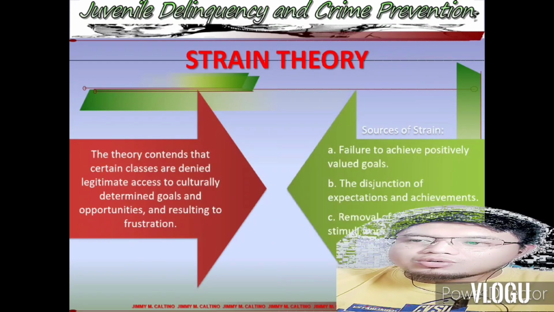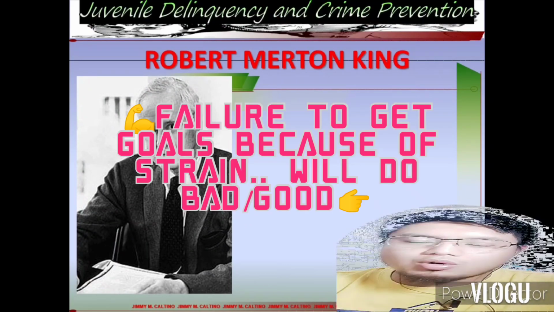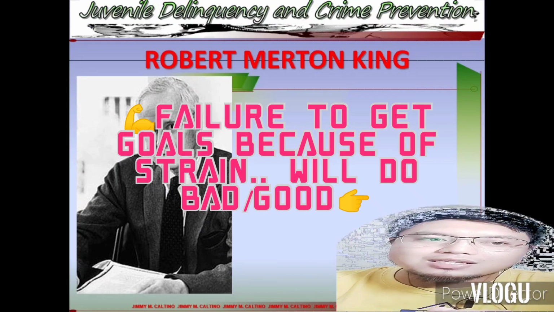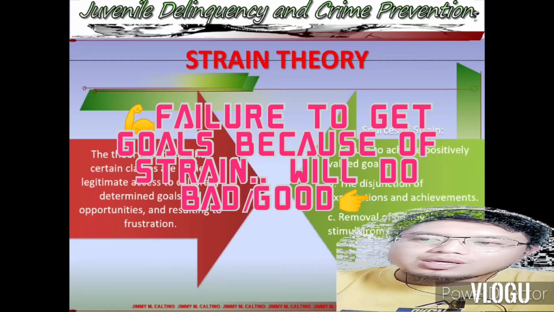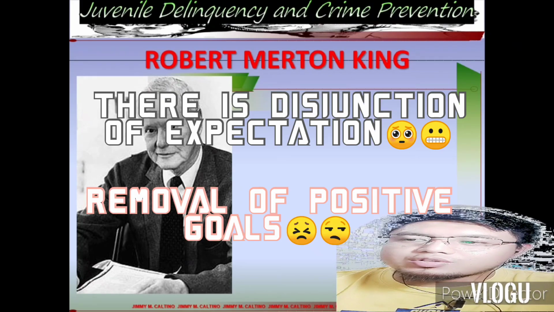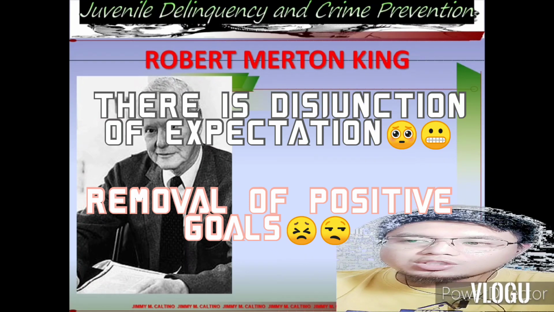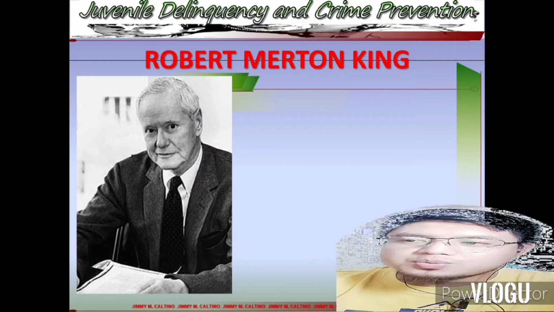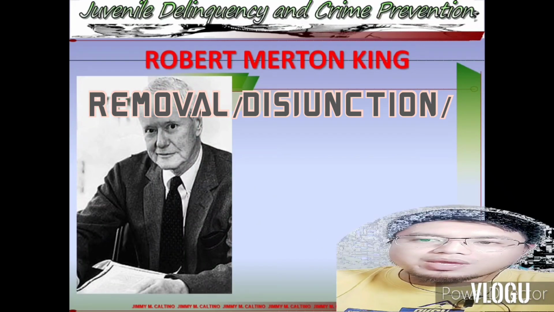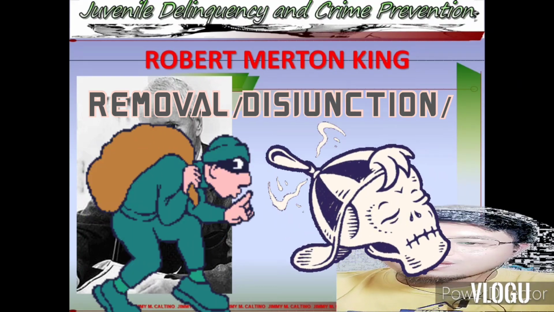Okay? So, it says here that strain is the failure to adhere positively to valued goals. So, if one person is valuing a goal that he really wanted to achieve, but because it was blocked, there will be frustration. The disjunction of expectation and achievements also, and removal of positively valued stimuli from an individual. Meaning to say, failure to achieve, disjunction or destruction of your expectation and or achievement, or the removal of your positive value, will become a stimulus for another person, a reason for another person to do delinquency or to do bad.